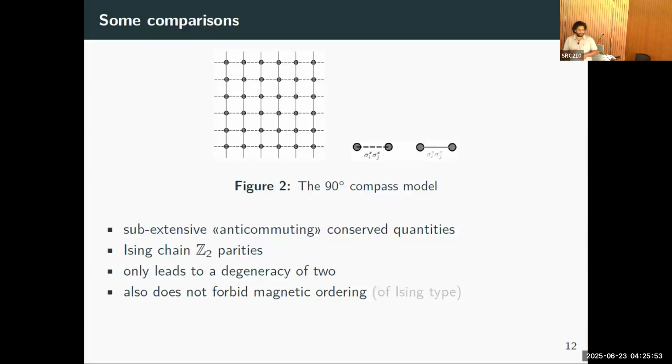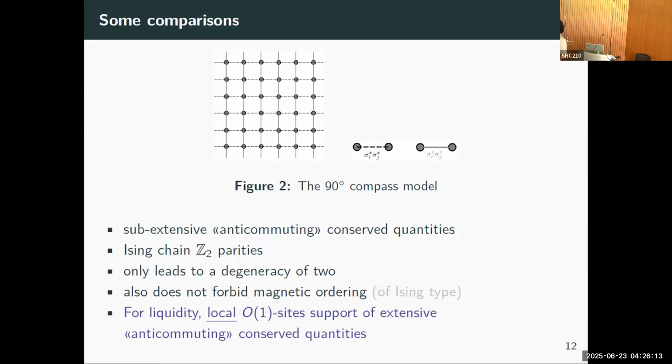Once you make it local, the degeneracy counting becomes infinite or extensive. And as is intuitively clear, depending on the strength of the couplings, if the coupling along the x direction dominates, you have Ising order in the x direction and so on. So this does not forbid Ising ordering. For liquidity, from a structural point of view, it's important to have local Z2 conserved quantities, and extensively many of them.